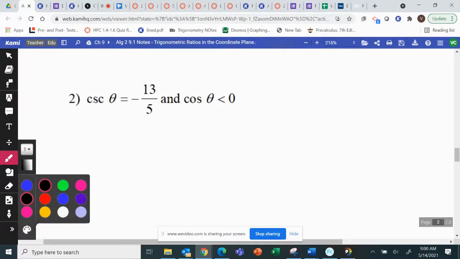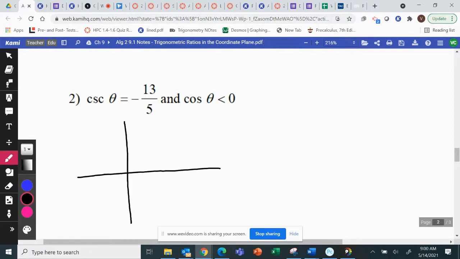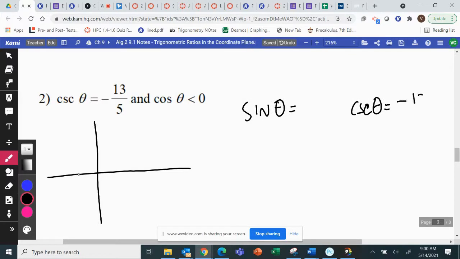Okay, I'm going to quickly go through another one of these. So they're telling me cosecant is negative 13/5. So right now I know that cosecant and sine are negative. You look over here and you see that cosine is less than 0, so that is saying that cosine is negative also.